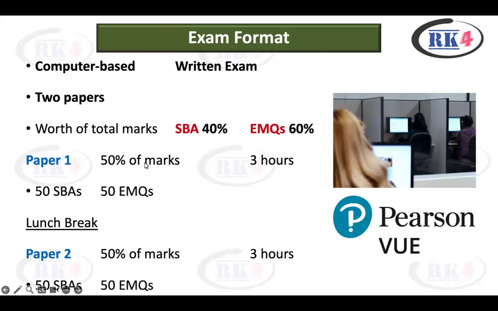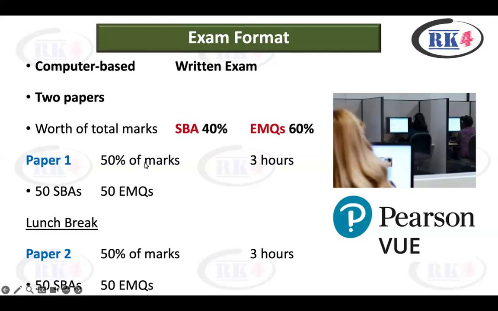Regarding the exam, it's a 3 hour paper, 3 hours each, paper 1 and paper 2, and you have around 60 minutes lunch break. It's generally recommended by RCOG that you should be giving 70 minutes to single best answers and 110 minutes for EMQs, because even though they are 50 EMQs, still EMQs take more time.